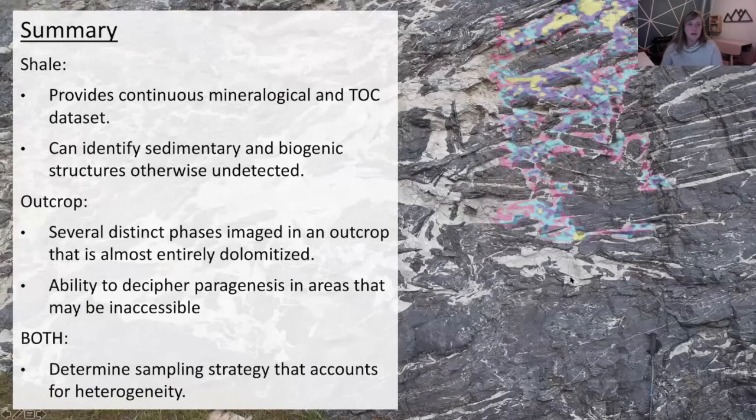So overall, just to summarize the talk, we have the shales and the outcrop scans. In terms of the shales, I think some of the most valuable information you can get from the shales is continuous mineralogical data. Also, being able to image or calculate the TOC from the imagery and the spectral data is quite valuable, of course, to show the distribution.